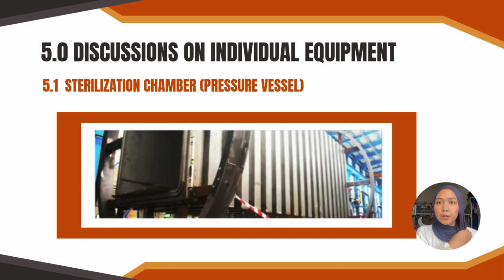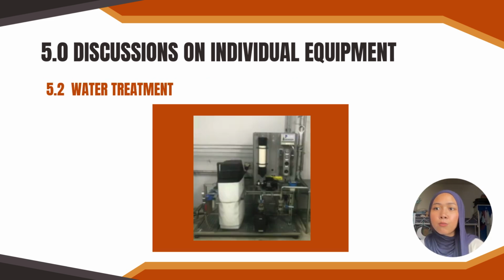This system operates at atmospheric pressure before creating a deep vacuum below 1000 millibars to ensure effective gas penetration. Humidity and temperature maintained at around 56 degrees Celsius are critical for sterilization efficiency. Operating under vacuum rather than high pressure significantly reduces the risk of leaks or explosion. So we move to another equipment, which is water treatment.